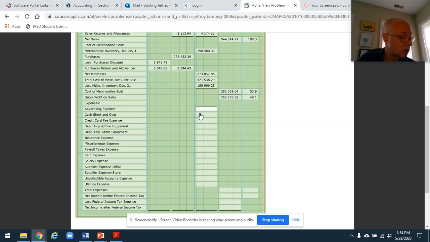So our expenses, we're just going to plug in our expenses. So for advertising, we spent $9,320, it looks like. Cash short and over. Yeah, we only ripped off the Girl Scouts for about $1 in Girl Scout cookies. Credit card fees, we got off pretty easily if you want to run the math on what percentage of this.